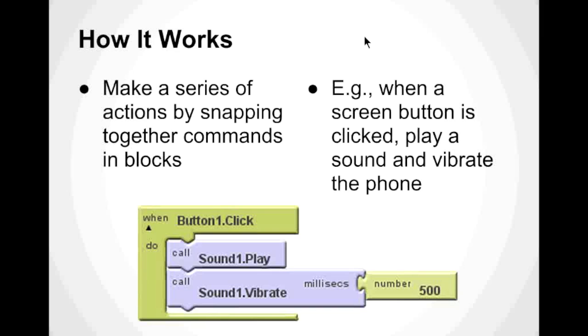So there's the blocks. This is how it works. We're going to snap together blocks. This is actually the code for the Hello Per app. When the button is clicked, it's going to play a sound and vibrate the phone.